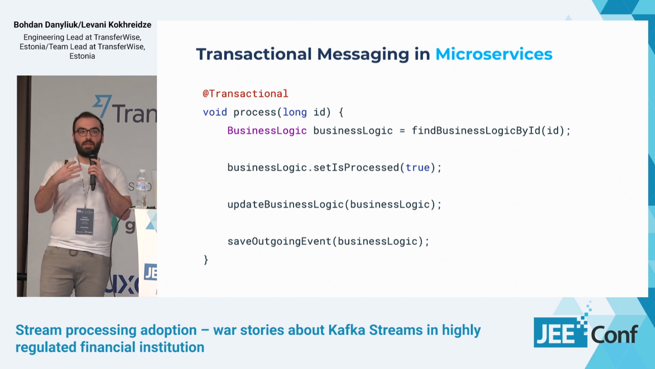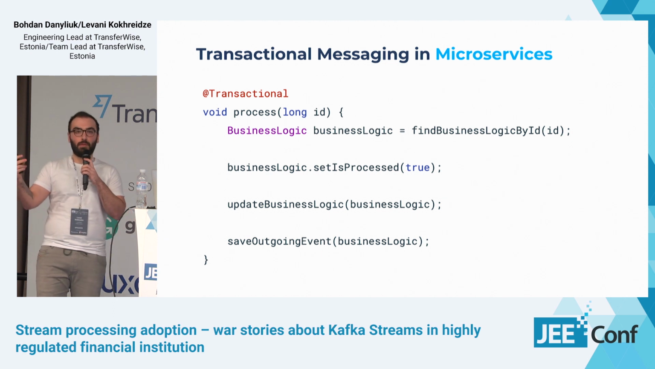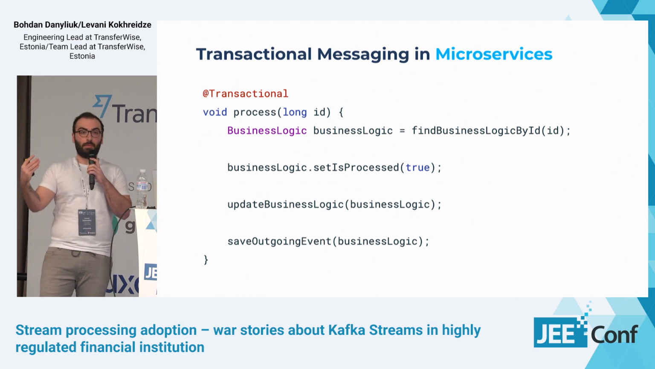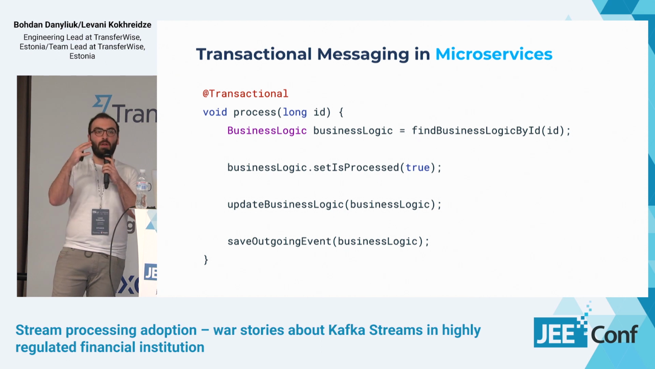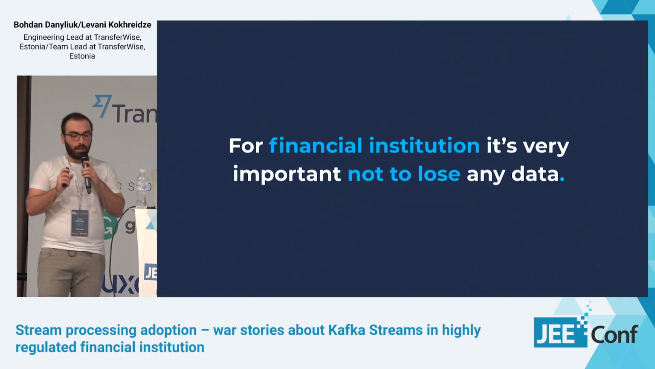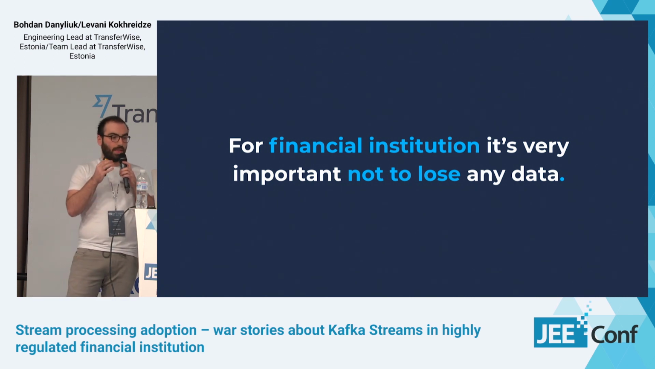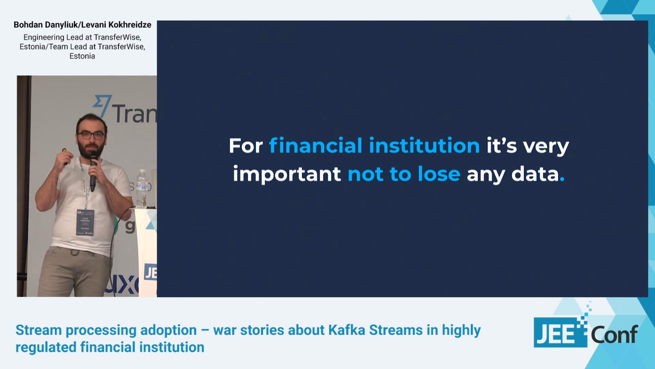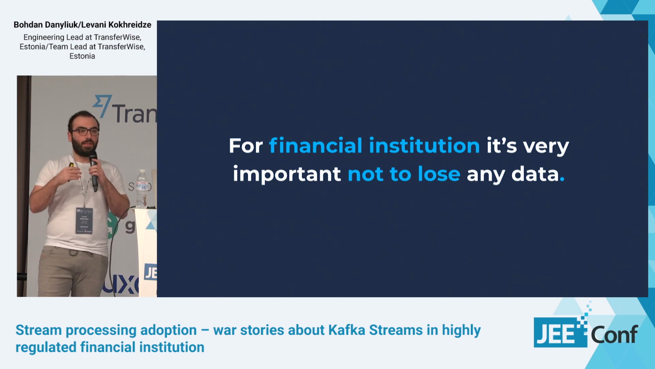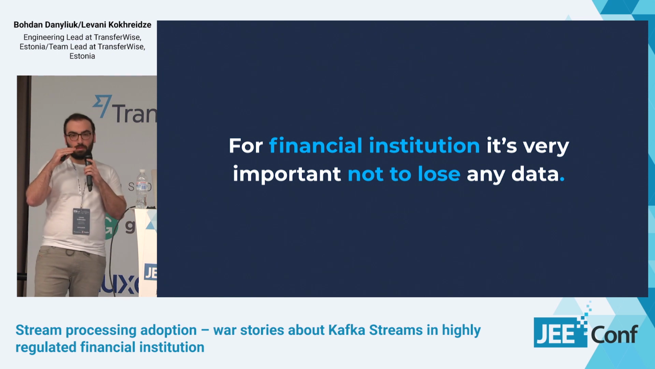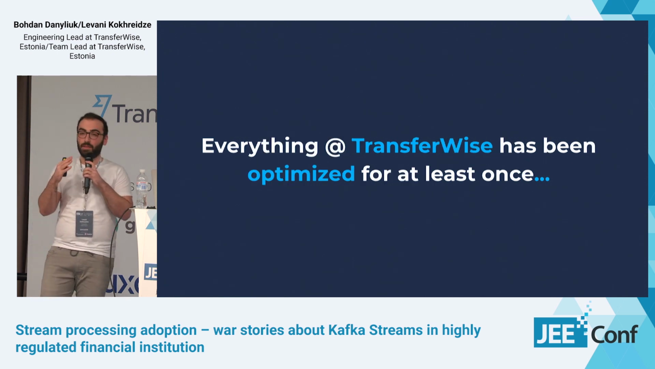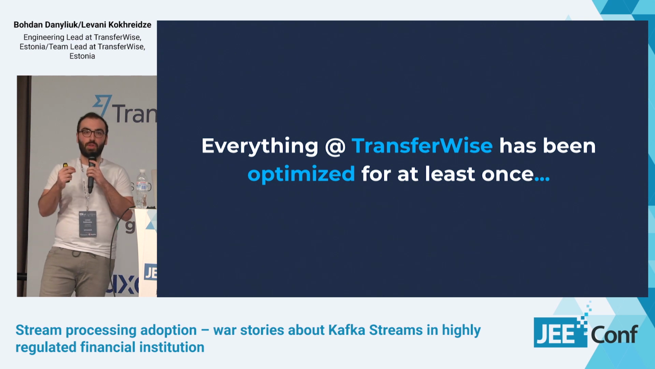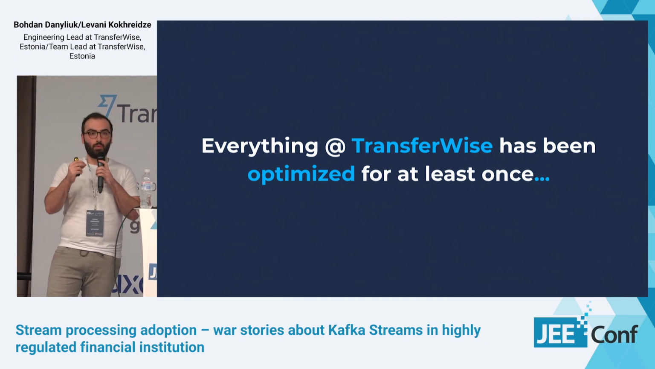This gives us consistency between the database and the service Kafka cluster. So we are sure that whatever events are produced to the service Kafka cluster actually happened in a transactional manner. In general, for a financial institution, it's quite important, as you can imagine, we are dealing with people's money, right? And it's super important not to lose any data. So everything at TransferWise has been optimized for at least once delivery. So everything that we have built was optimized for this, essentially not to lose any customer's data and to have the data delivered where it should be.